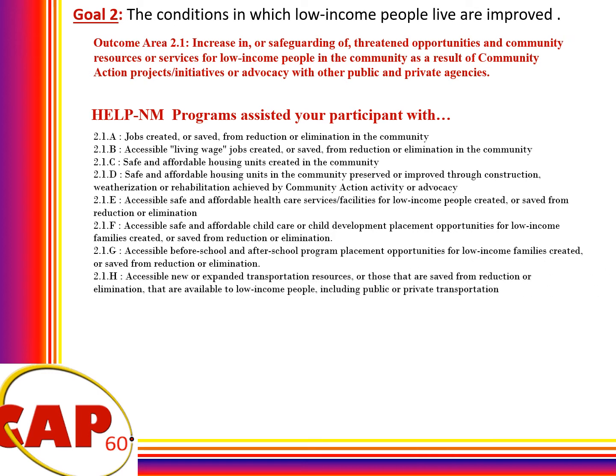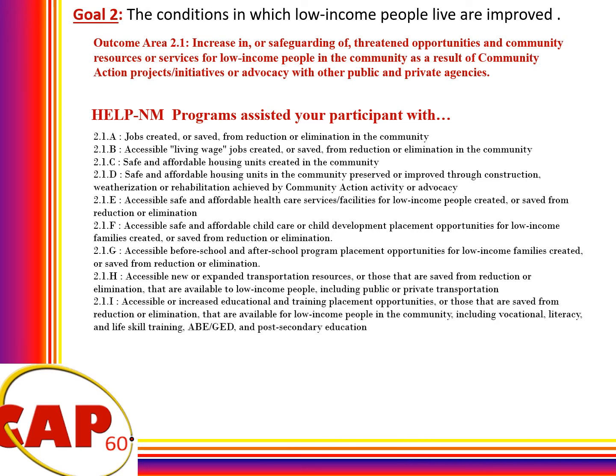2.1.H. Accessible new or expanded transportation resources, or those that are saved from reduction or elimination that are available to low-income people, including public or private transportation. 2.1.I. Accessible or increased educational or training placement opportunities, or those that are saved from reduction or elimination that are available for low-income people in community, including vocational, literacy, and life skill training, ABE or GED, and post-secondary education. 2.1.J. Other community resources or services provided which resulted in community improvement and revitalization.